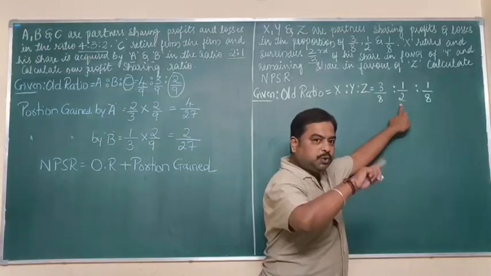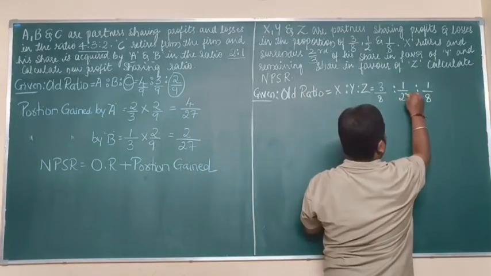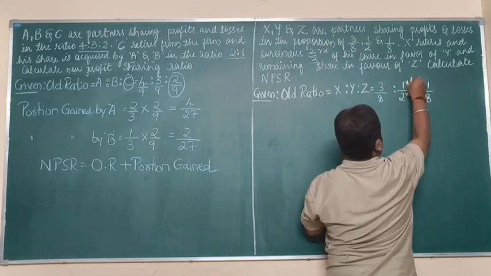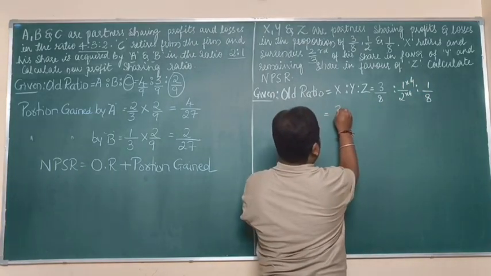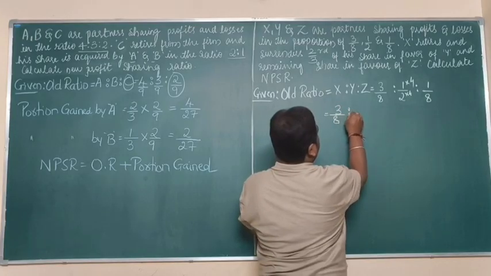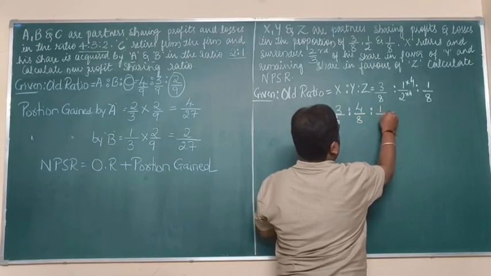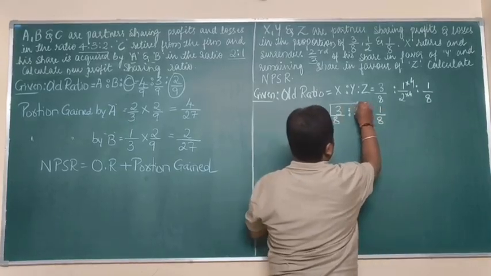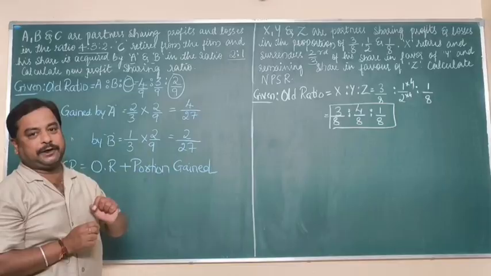Can we not make this 2 as 8 by multiplying what? 2 4s are 8. So into 4 into 4. So what will be your ratio now? 3 by 8 is to 4 by 8 is to 1 by 8. This is our old ratio. Okay, 3 is to 4 is to 1 actually it is.